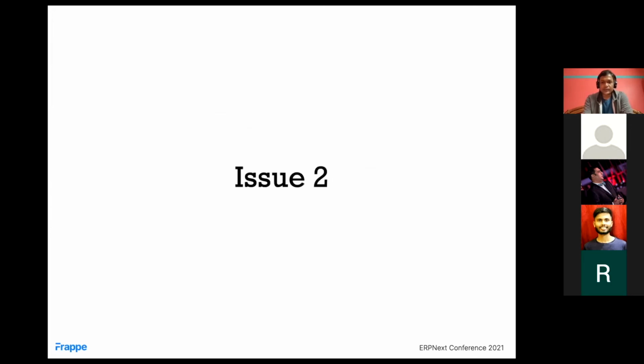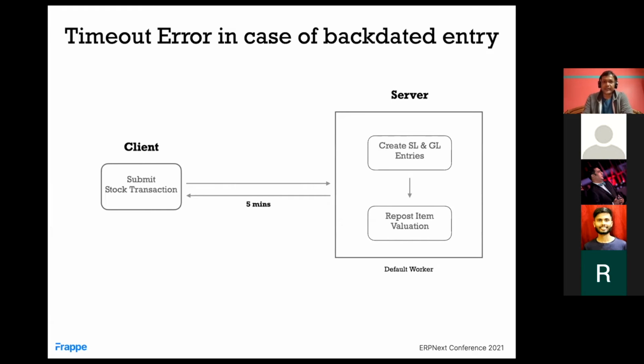The second issue was related to a timeout, in case there are a lot of future entries to correct, or in case of a backdated entry. Sometimes it gives you a timeout error. The process is simply like this: the client, which is a browser in our case, sends a request to the server to process the stock transaction submission. In the server, we create stock ledger and general ledger entries, we update quantity for the future entries, and we also update quantity in bin.